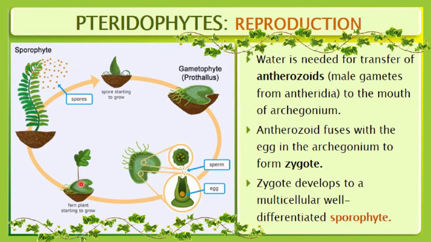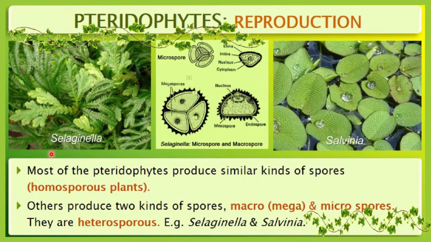It will develop into the sporophyte. Here you can see the mature sporophyte. Now this sporophyte will be ready to form spores, as I told you. So what happens next? Let me see.